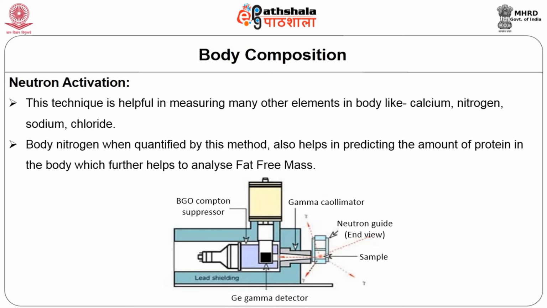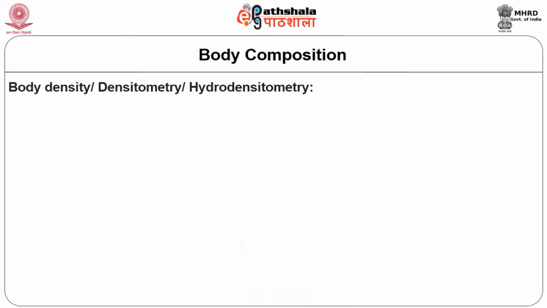These were the direct methods of assessing body composition. There are certain indirect methods too. Let's discuss them one by one. The first one is body density, which is also known as densitometry or hydrodensitometry.